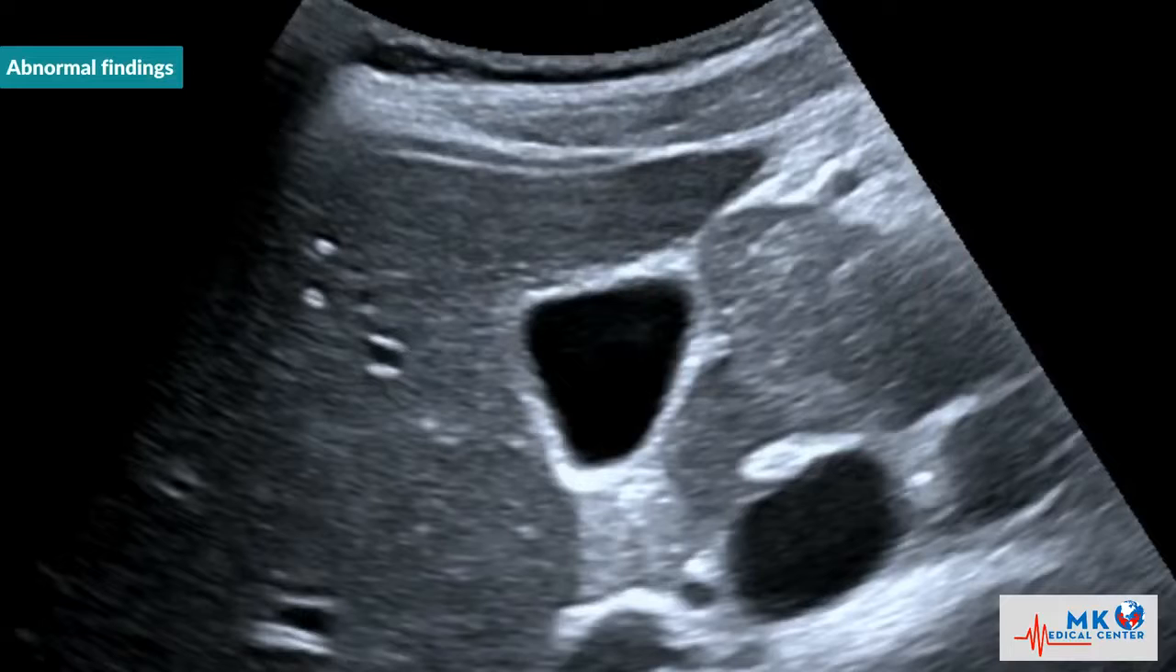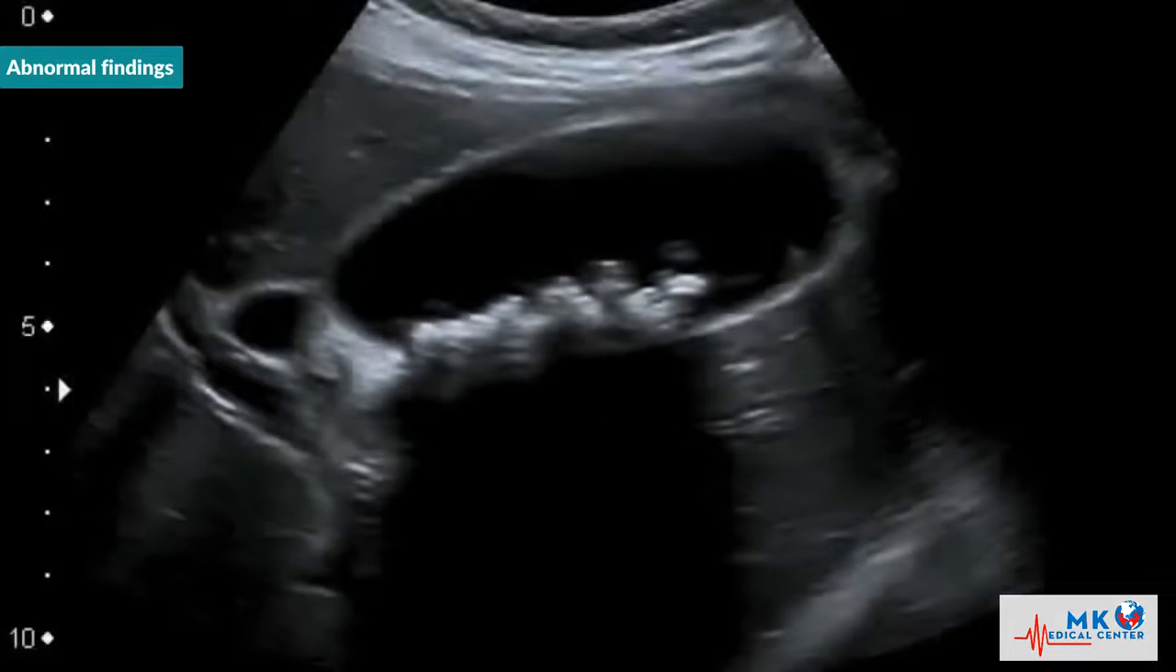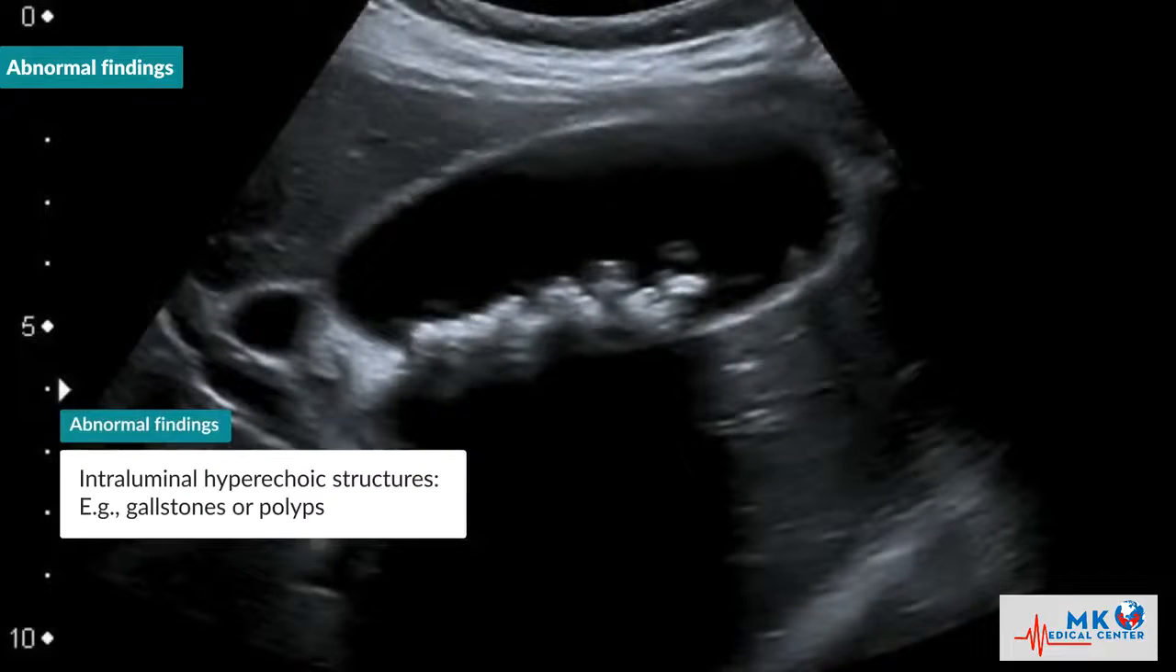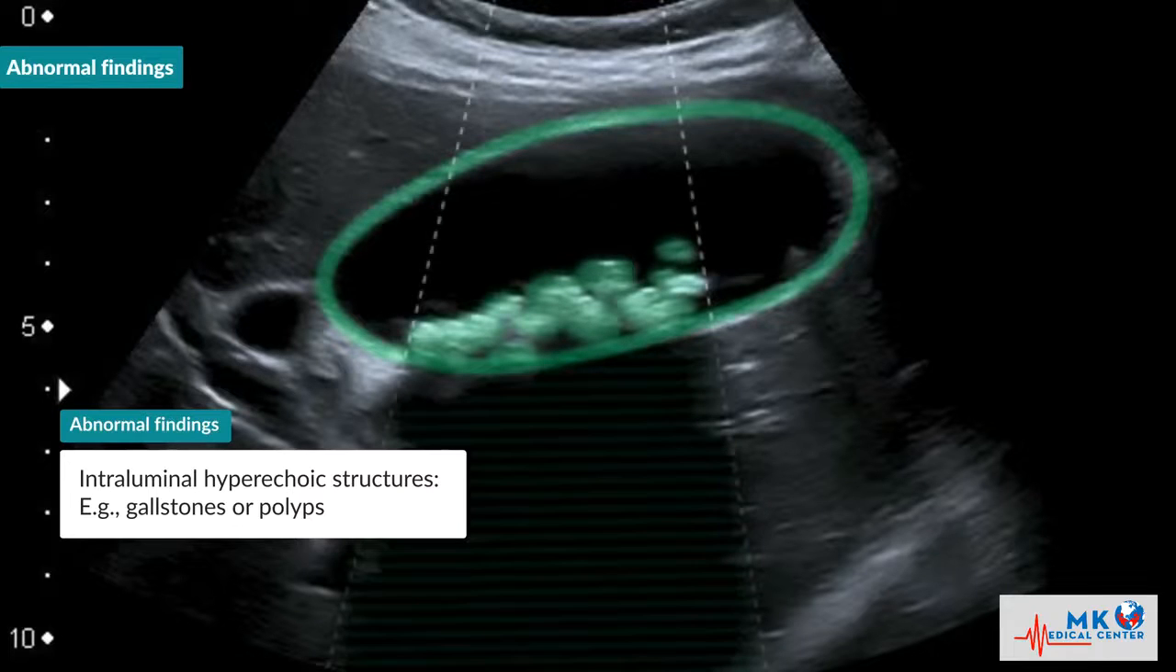Because the gallbladder is filled with fluid, the lumen is normally anechoic. Hyperechoic structures within the lumen may represent gallstones or pathologies of the gallbladder wall, such as polyps. Gallstones typically result in acoustic shadowing and may move around within the gallbladder if the patient changes position.